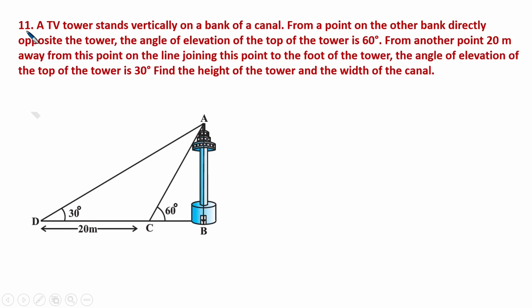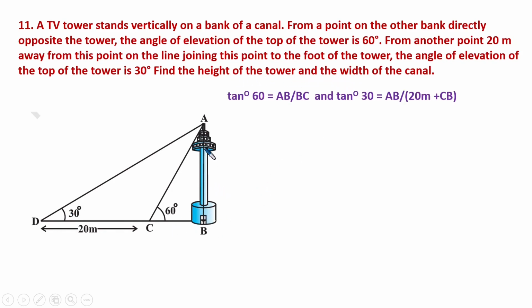Okay, now problem 11. A TV tower stands vertically on a bank of a canal. From a point on the other bank directly opposite to the tower, the angle of elevation of the top of the tower is 60 degrees. From another point 20 meters away from this point, on a line joining this point to the foot of the tower, the angle of elevation of the top of the tower is 30 degrees. Find the height of the tower and the width of the canal.